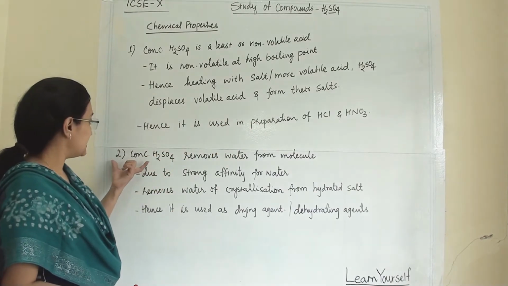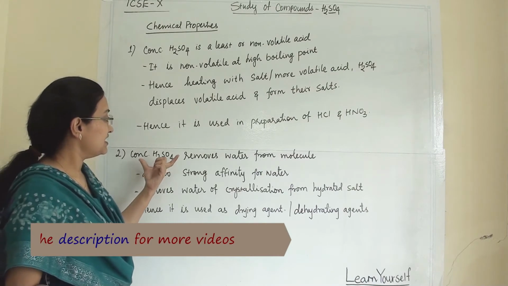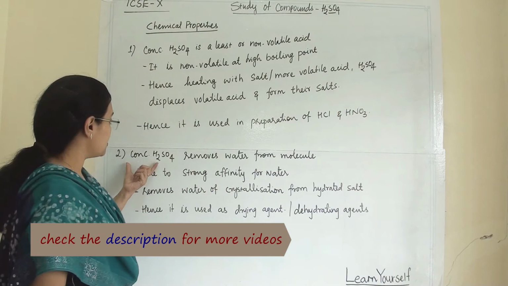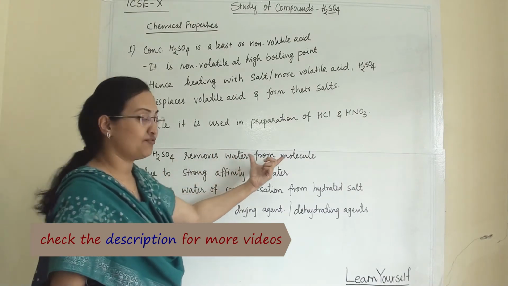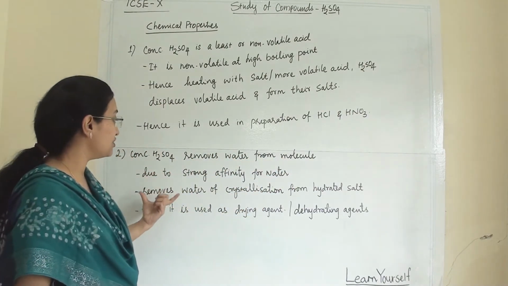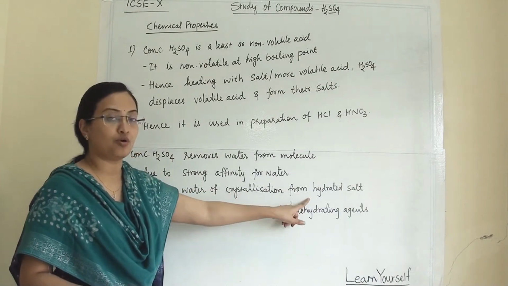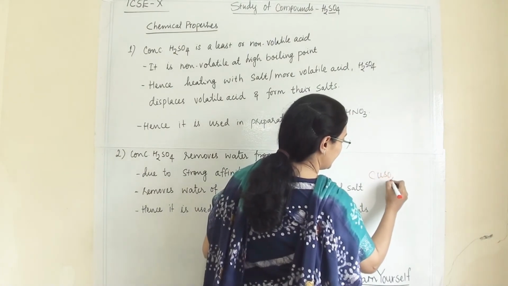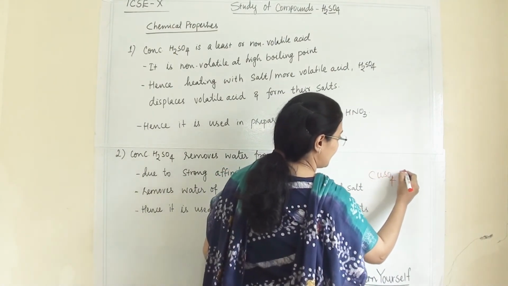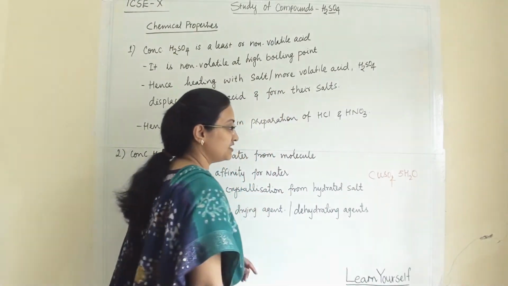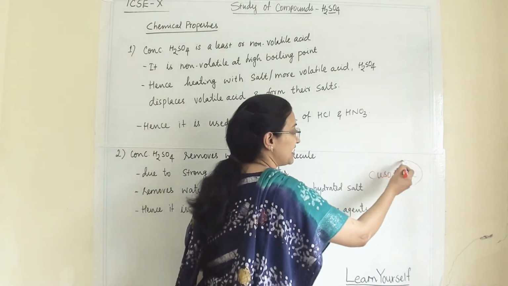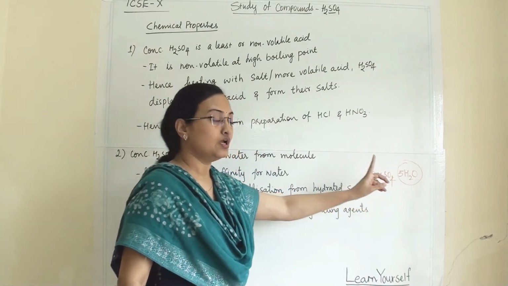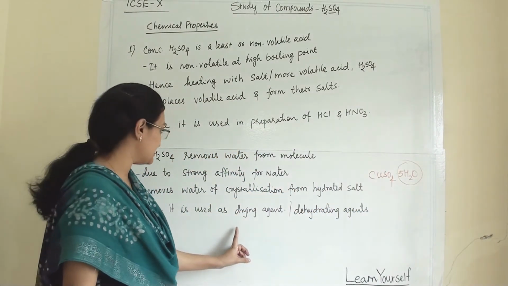The second reason is that concentrated sulfuric acid is used as a dehydrating agent and drying agent. Concentrated sulfuric acid removes water from the molecule. It also removes the water of crystallization from hydrated salts. What hydrated salts do we know? Copper sulfate pentahydrate, CuSO4.5H2O. This is a hydrated salt, and this is known as water of crystallization. This water of crystallization we can remove by the action of sulfuric acid.